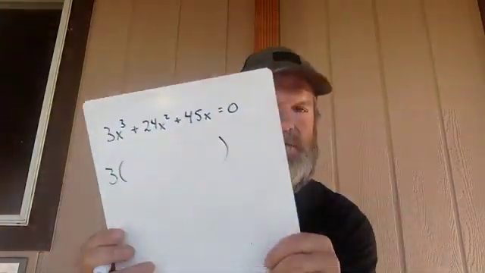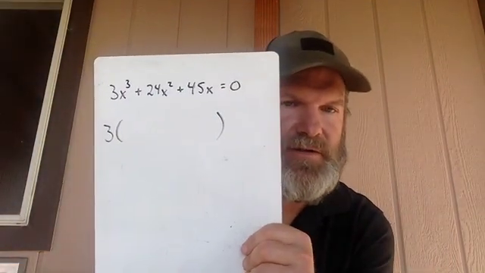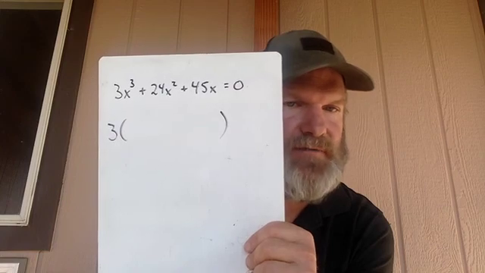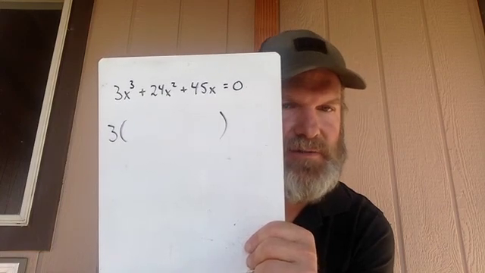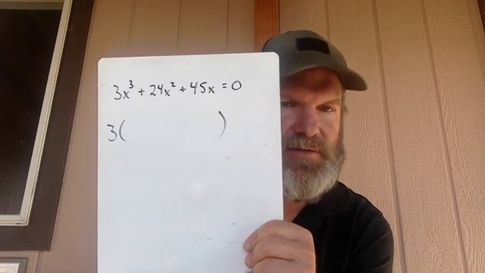Now, how about your x terms? Is there an x in every term? Yes, there is. There's only one x in the 45 term. There's x squared, basically x times x, in the first term.